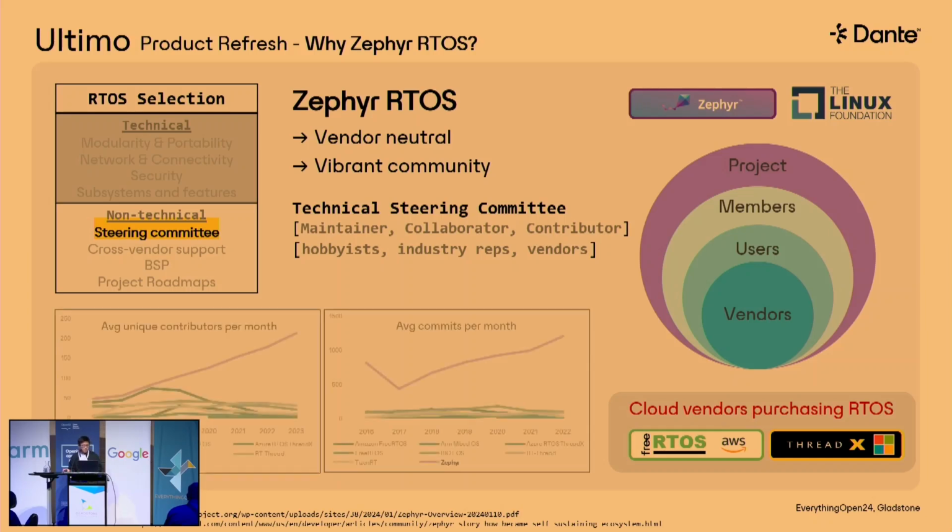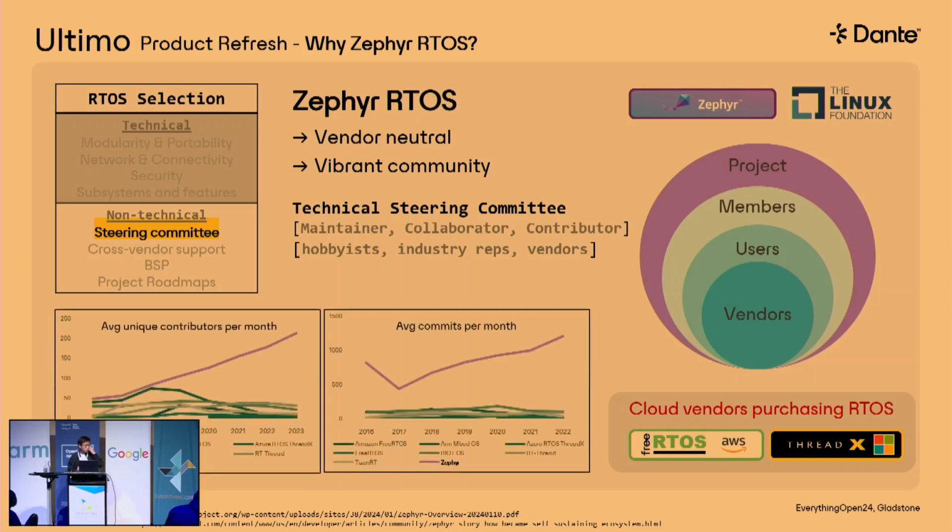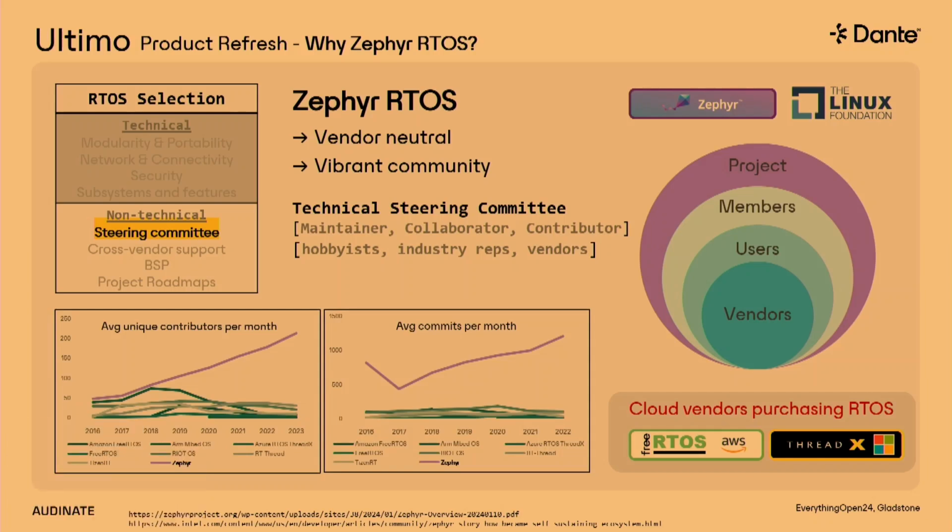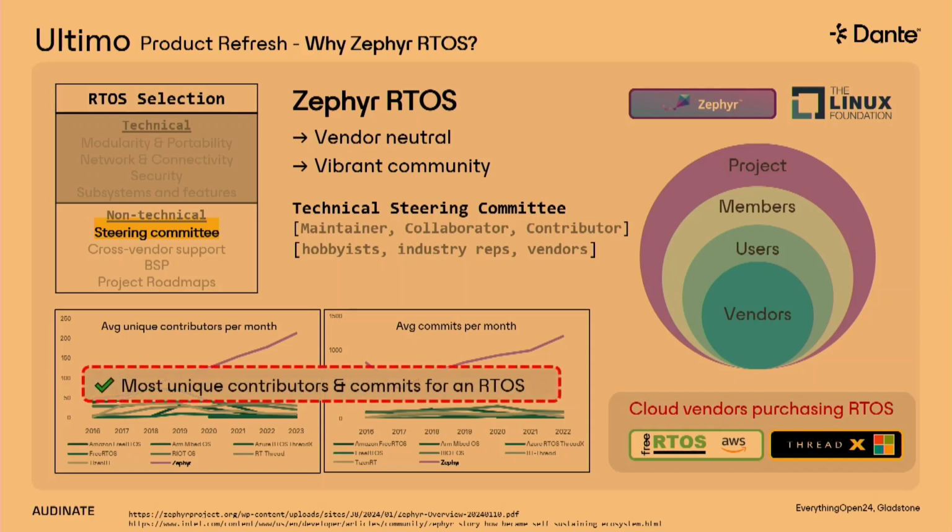And over the years, since Zephyr RTOS joined the Linux Foundation project in 2016, they have had the highest average unique contributors and average commits per month. So for us, looking at this, having a strong open source community was a really attractive factor when we were selecting our RTOS for the new Ultimo.